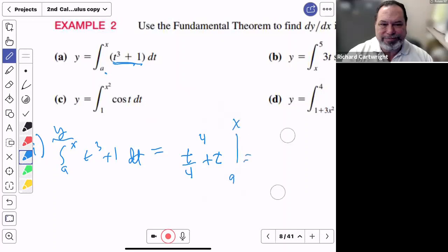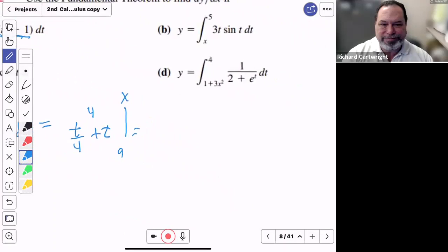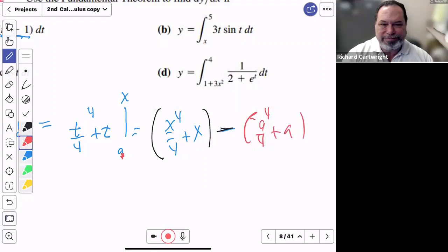equals, plug in the x first: x to the 4th over 4 plus x, minus, always do minus when you do these two pieces. What am I minusing? I'm plugging in this a, which is just a number: a to the 4th over 4 plus a. So it's not very exciting. I'm going to rewrite it as x to the 4th over 4 plus x minus a to the 4th over 4 minus a. A is just a constant.